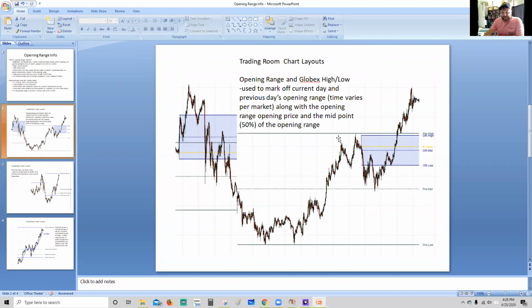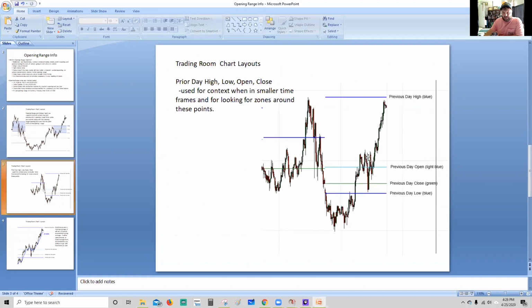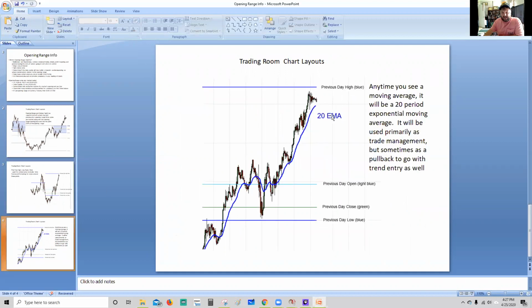Here's another picture just showing you the opening range high and low. And then when you see these dark blues, they are the previous day's high, the previous day's low, the previous day's close, and then the previous day's opening, which would be way over here somewhere, and then the 20-period exponential moving average, which we will use both for trade management a lot, but also for entries here and there, like pullbacks to it when the market's in a nice trend.